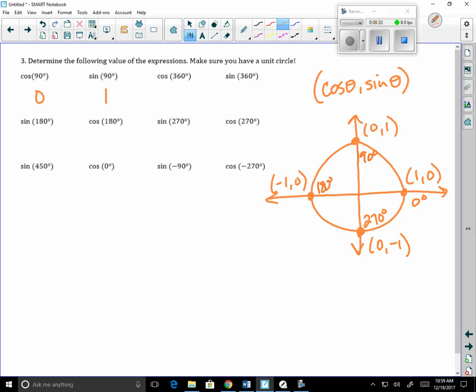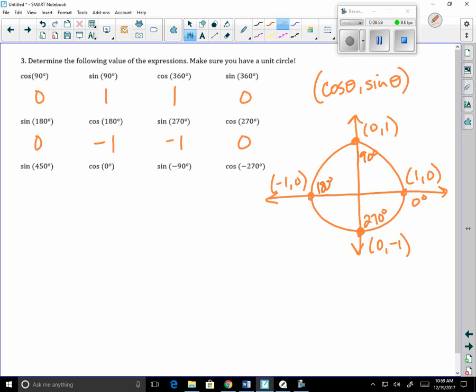360 and 0 are the same. So the cosine at 360 is 1, the sine at 360 is 0. At 180, the x-coordinate is 0. The sine is the y-coordinate, and the cosine is the x-coordinate there. At 270, the sine is the y-coordinate and the cosine is the x-coordinate.